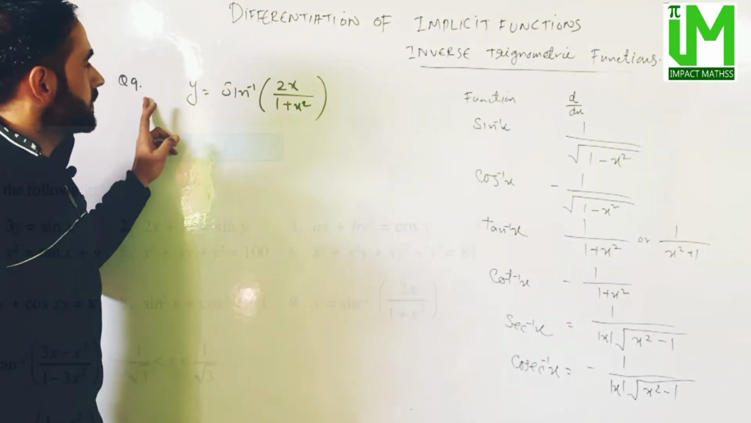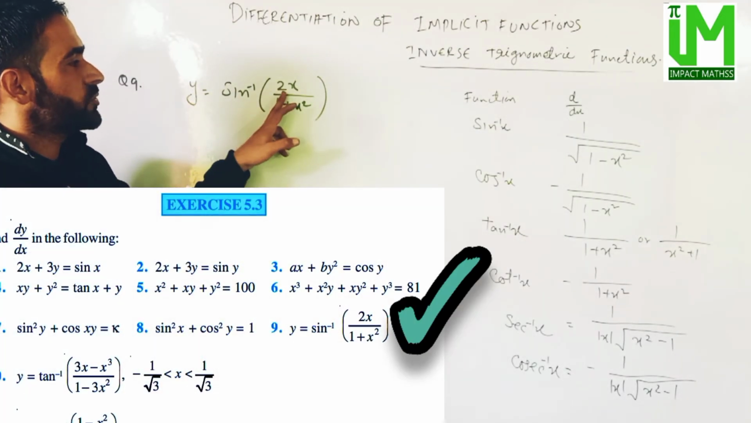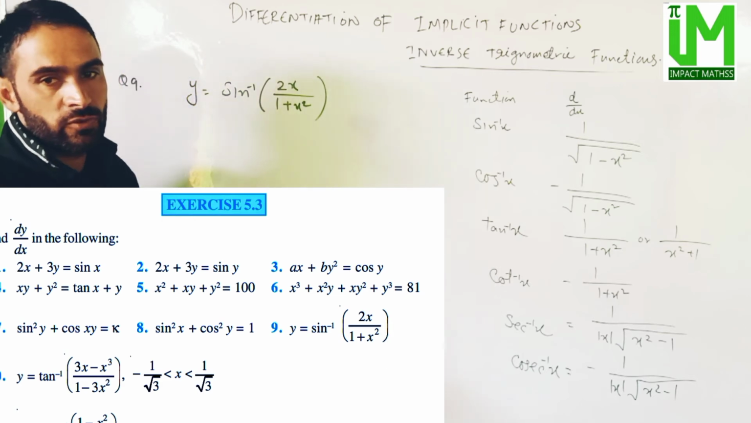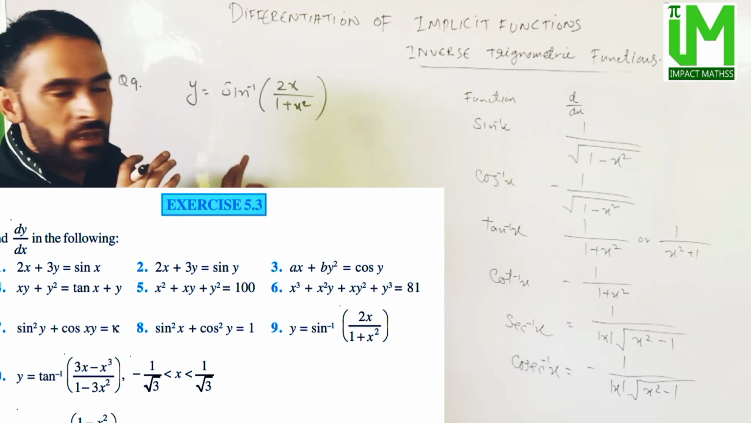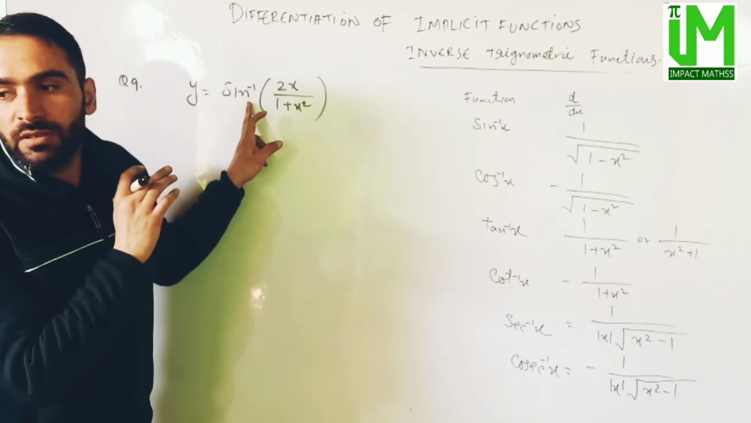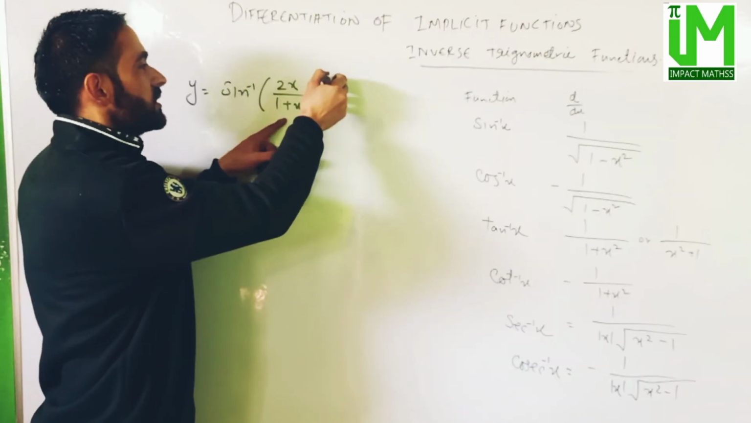So question number 9 is y is equal to sin inverse of 2x divided by 1 plus x square. So one way of doing this is to consider sin inverse.